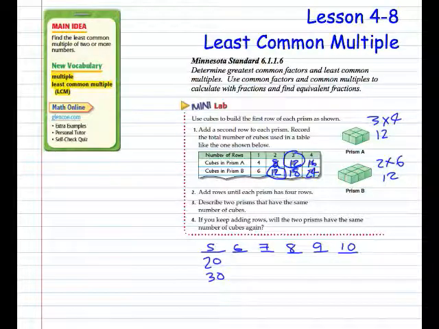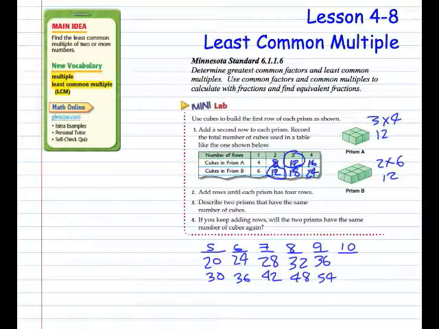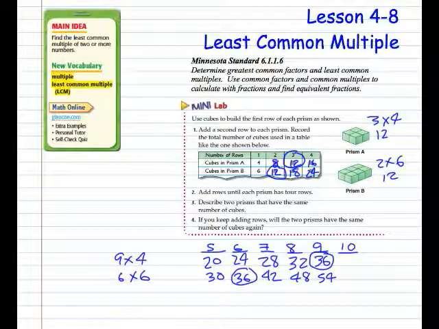So we have 20 here, 30 here, 24 here, 36 here, 28 here, 42 here, 32 here, 48 here, 36 here, and 54 here. We can see here that we have 36 cubes here again when we have 9 rows of 4 or 6 rows of 6.